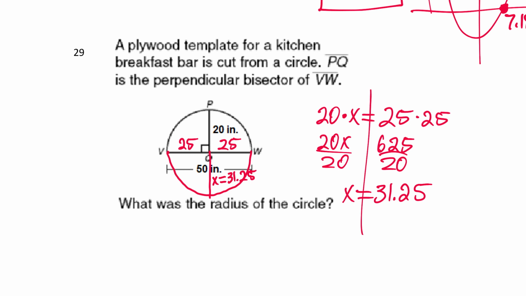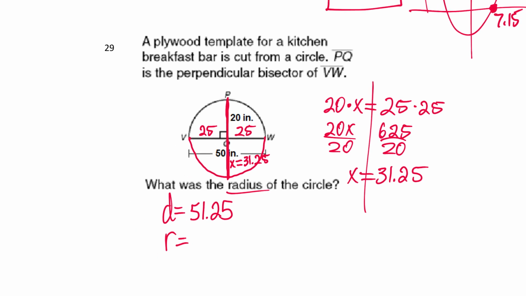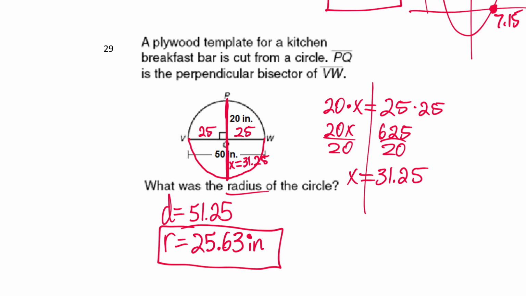Now, this is 31.25 here. This was 20. So that's going to be the whole diameter. So how long is that whole diameter? It's 51.25. That's the diameter. But this is asking for the radius, so how are we going to find the radius from that? Divide that by 2. So 51.25 divided by 2. 25.63.